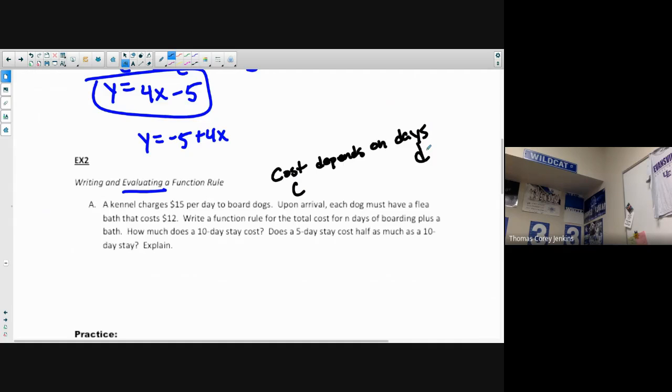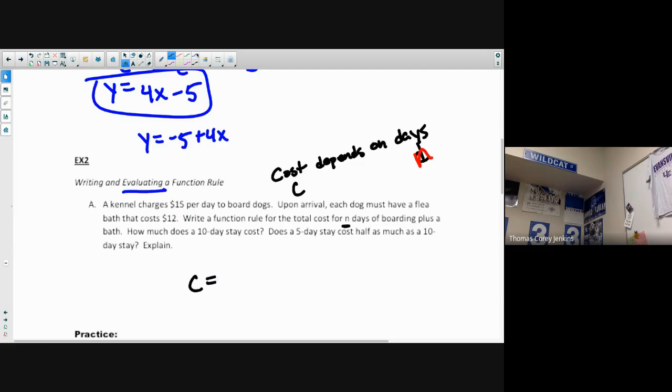Actually, they tell us to use N for days. So you got to be careful with that on Math Excel too, because if you use the wrong letter, they will count it wrong, unfortunately. Because they say use N for days, we'll use N for days. I don't think they tell us what to use for cost, but we'll just use C. So if C depends on N, then we're going to start out our equation with C equals.